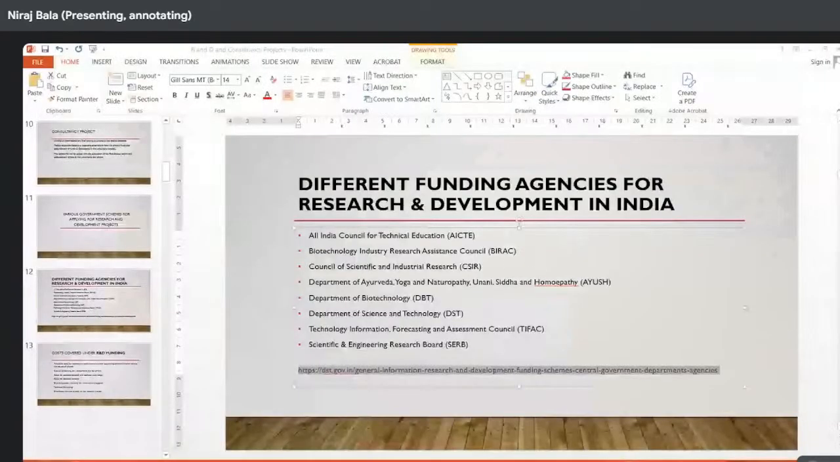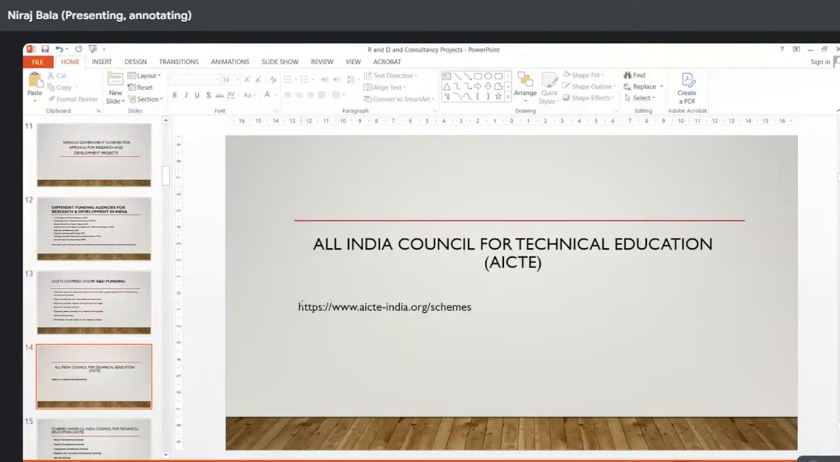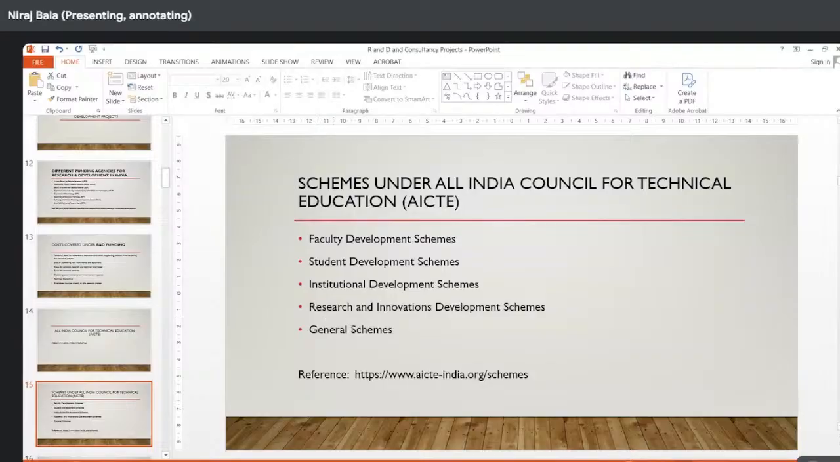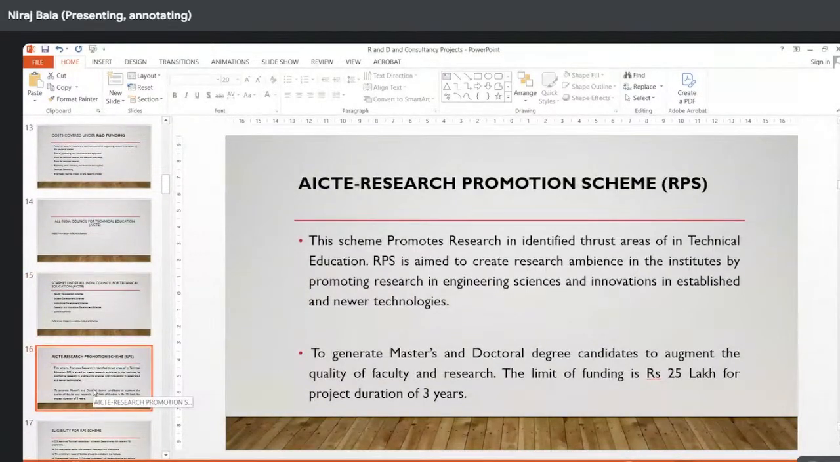Now let me take you to the website of AICTE. What are the various schemes available on the AICTE website? All of you must be affiliated, all are AICTE affiliated institutes. So let me show you first the various schemes, then we will go to their website. What are the schemes under AICTE? Faculty development schemes, student development schemes; they have divided it into different heads: institutional development schemes, research and innovations development schemes, and general schemes.